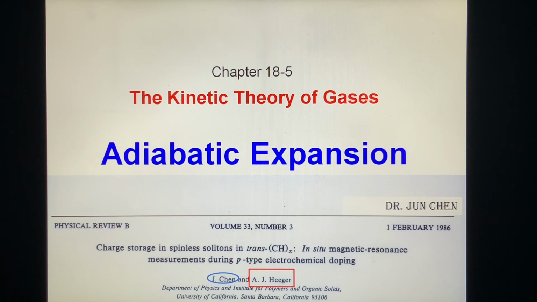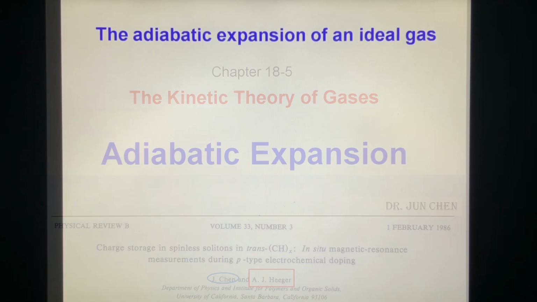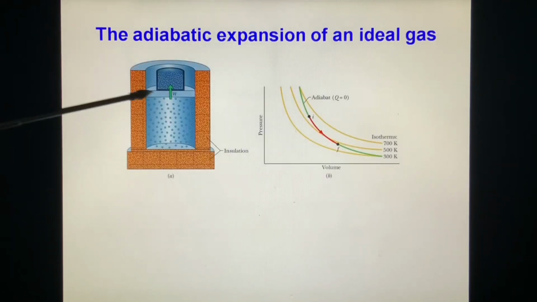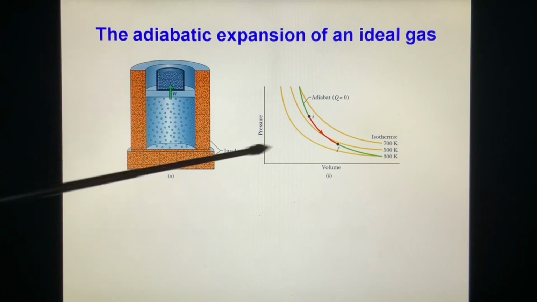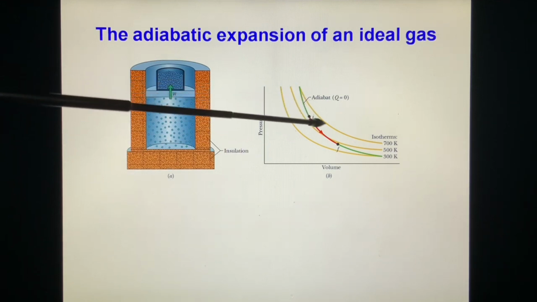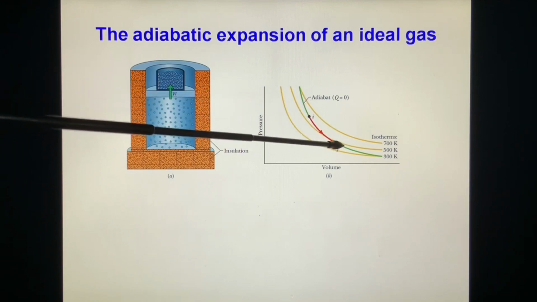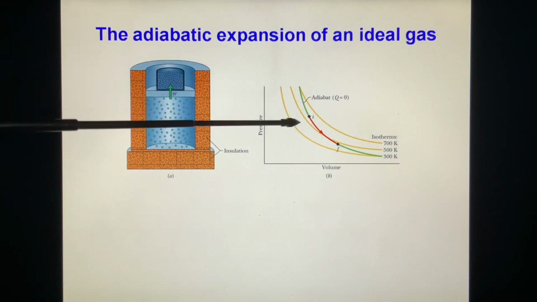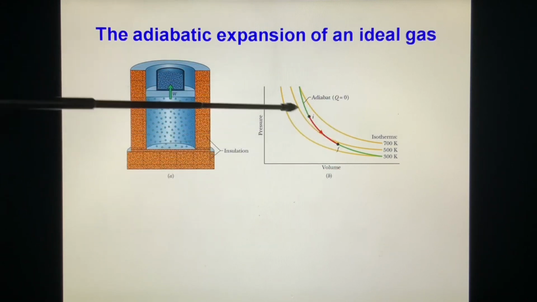Adiabatic expansion. The adiabatic expansion of an ideal gas is like this one. This is all thermally isolated, and it can move the piston up and down to the wall. In the plot, we see this initial state. It goes to the final state in this way. Not constant volume, not constant pressure, not constant temperature. It goes this way. Which will happen?